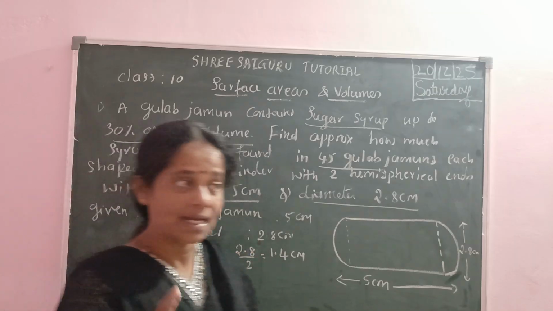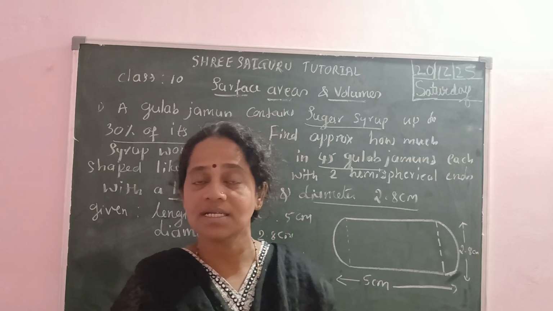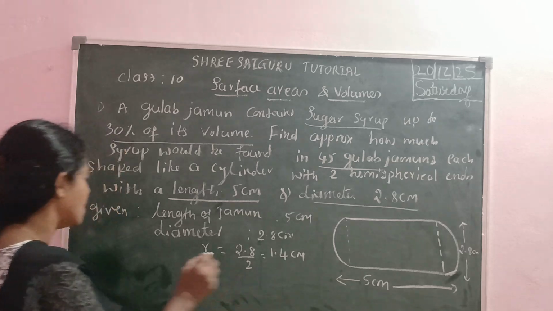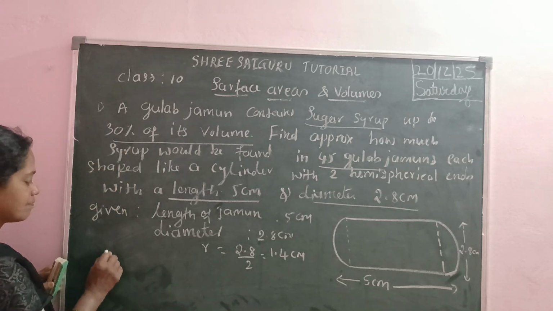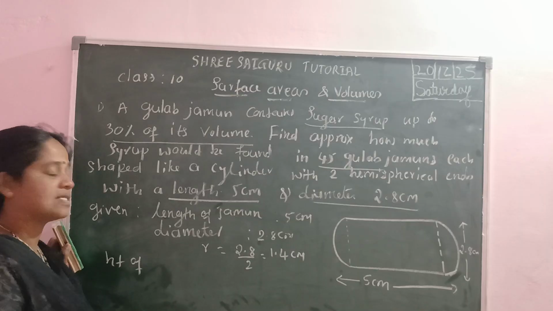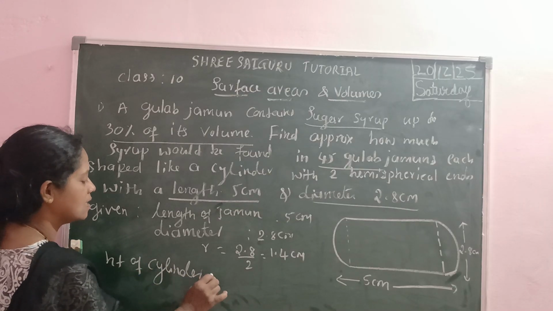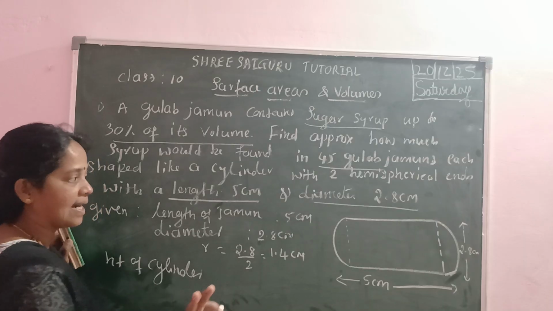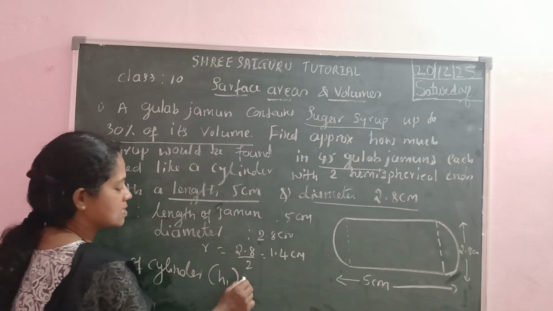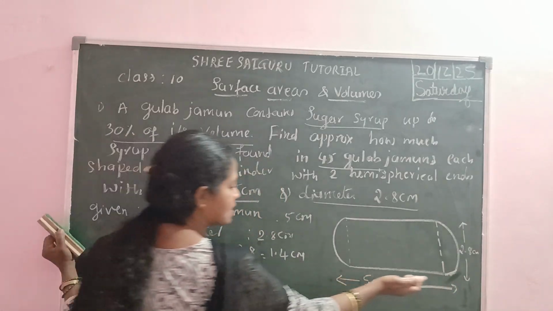What is h here? h is the height of the cylinder. Is it given here? No, nothing. The height of the cylinder is not given, so we should calculate that. Height means here the length of the cylinder. I will take the height of the cylinder as h1, that is equal to the total length of the jamun.